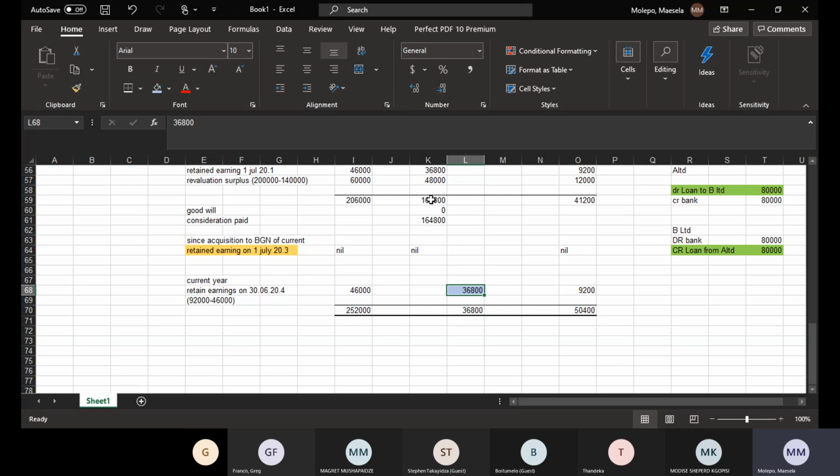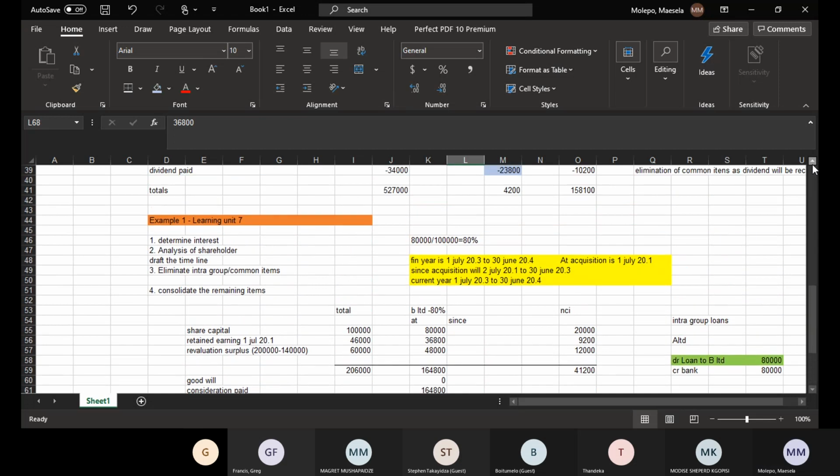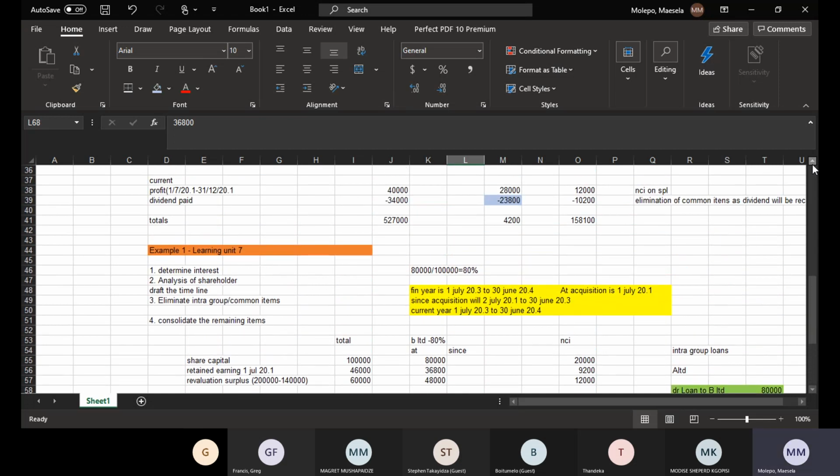Consider the carrying amount of all other assets and liabilities of S Limited to be equal to the fair value at the date of acquisition. You are required to draft the consolidated statement of financial position of the group as at 31 December 2006 in compliance with IFRS. So we're going to go to our analysis of shareholders. On the analysis of shareholders, this will be the analysis of example 2, learning 7.